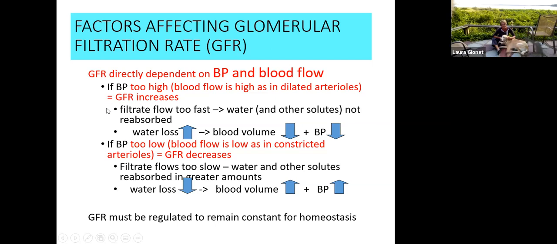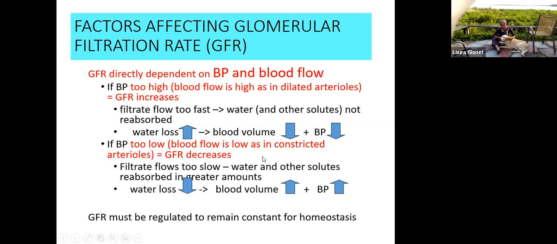If blood pressure is too high, right, blood flow is high, as in dilated arterioles, because they'll let more blood pass through that afferent arteriole into the glomerular capillaries. Thus, glomerular filtration rate is increasing. That conveyor belt now is traveling pretty fast. Right? So filtrate flows too fast, water and other solutes are not absorbed. So what happens? We have water loss increased. Therefore, blood volume decreases, and so does blood pressure.